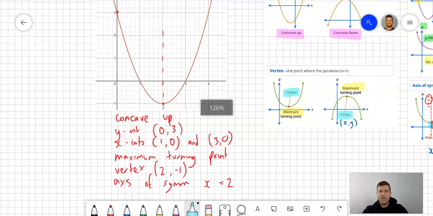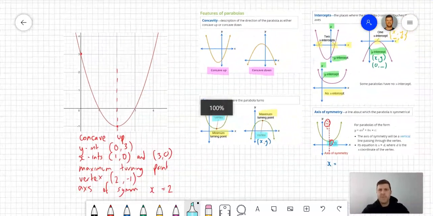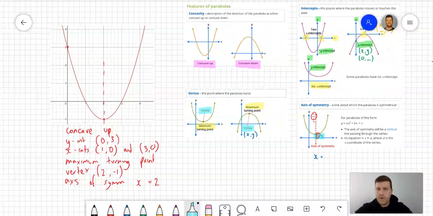So there you have it, guys. Really quick video just to show you the key features of a parabola and how to determine them, or how to work them out with an example.